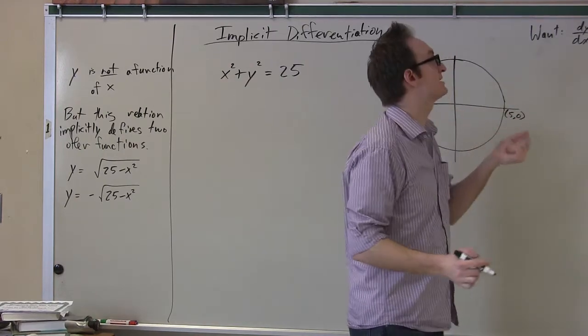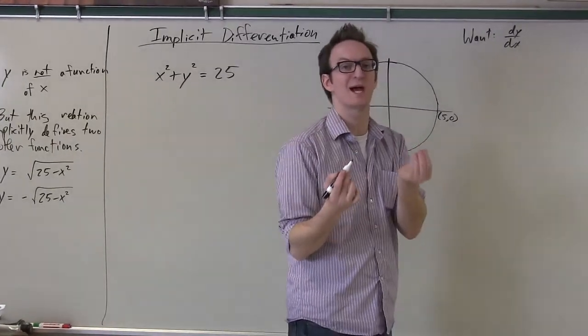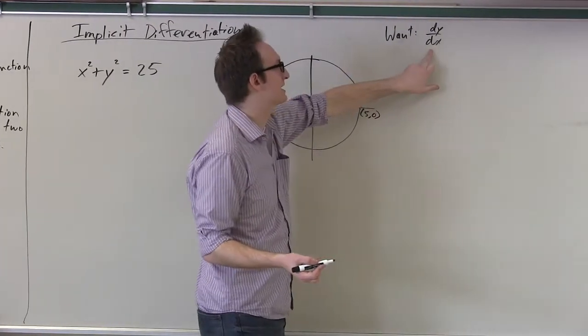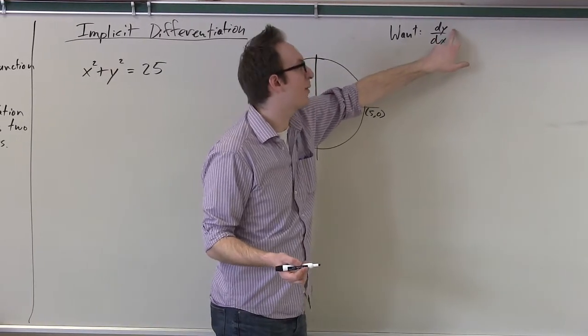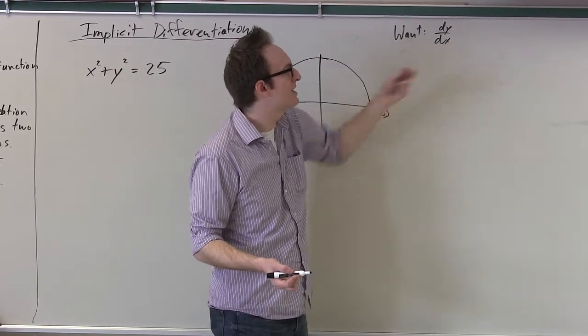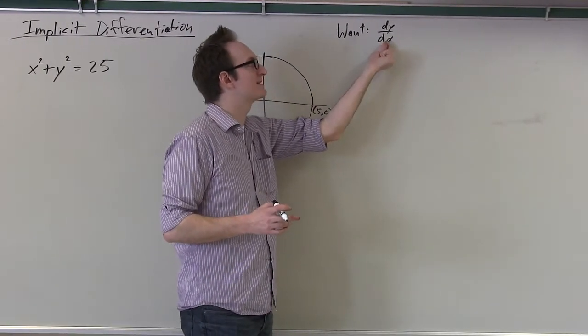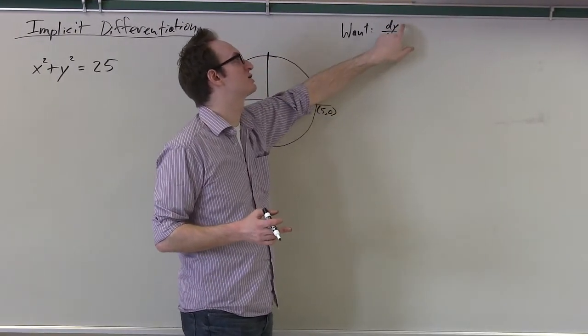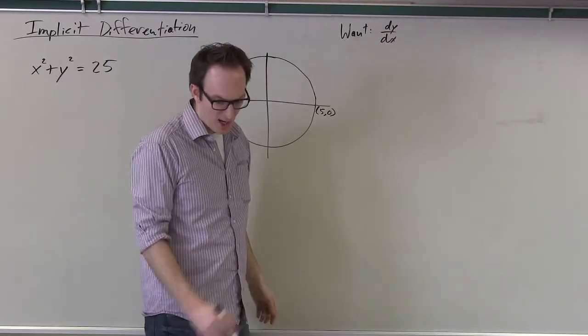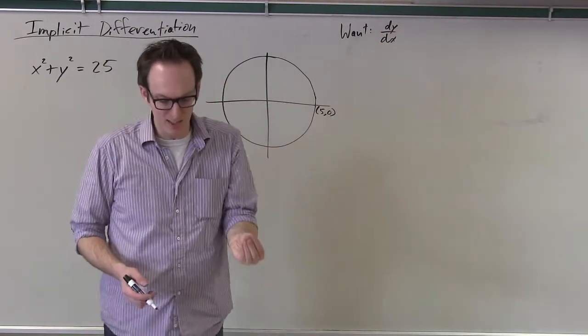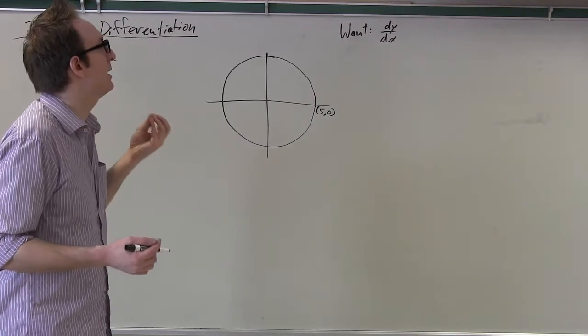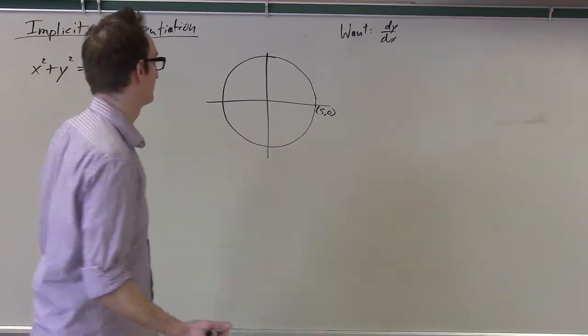But in other ways, it's really saying something deeper about the relationship between the x and y variables. dy/dx is the rate of change of y with respect to x. In other words, dy/dx is giving us, as x changes by a tiny bit, by how much does y change? So what does this actually mean? Well, it means just the slope.